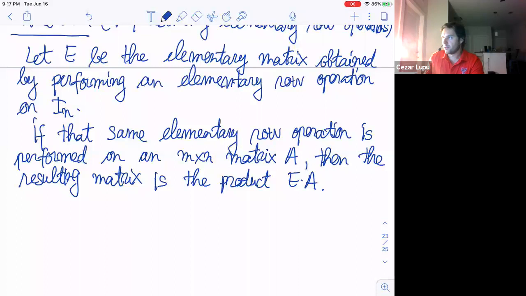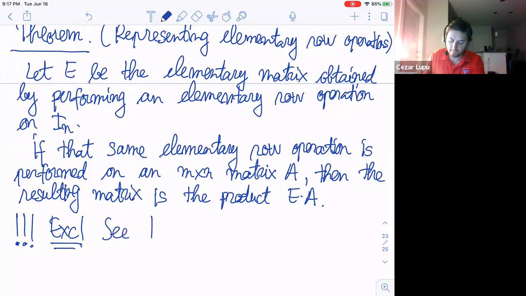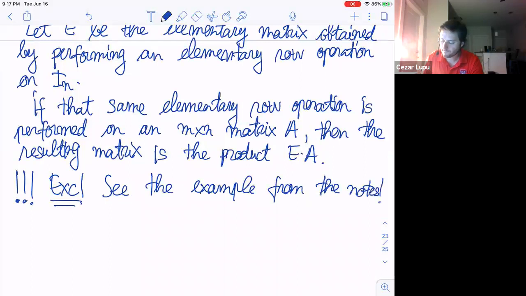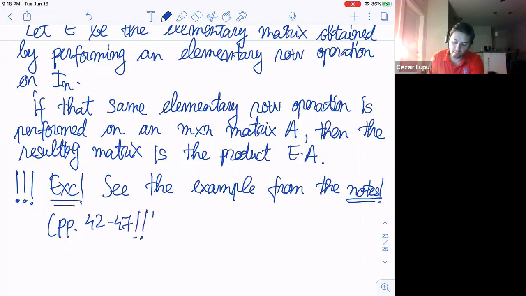You'll see an example of how to find a sequence of elementary matrices. I will leave it to you as an exercise how to apply this theorem. See the example from the notes, pages 42 to 44. In fact, 42 to 47, there are a bunch of other examples as well.